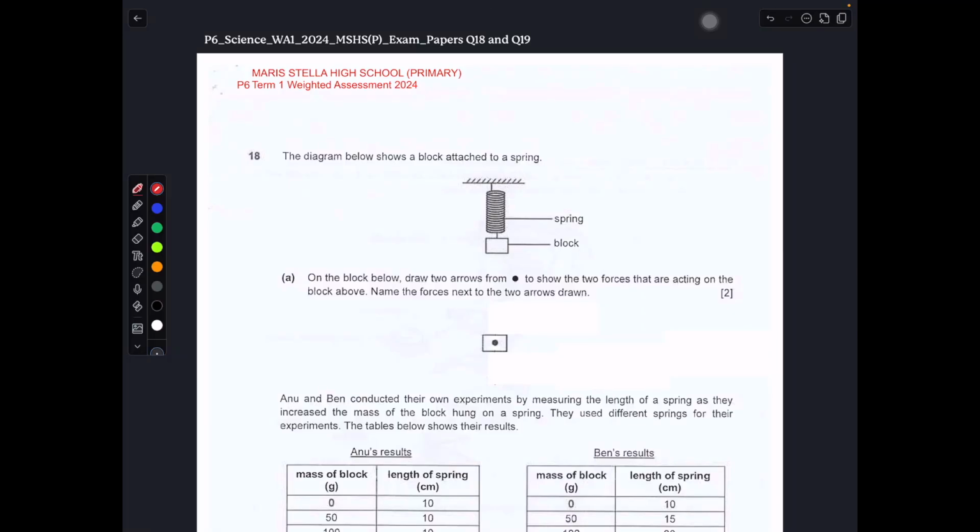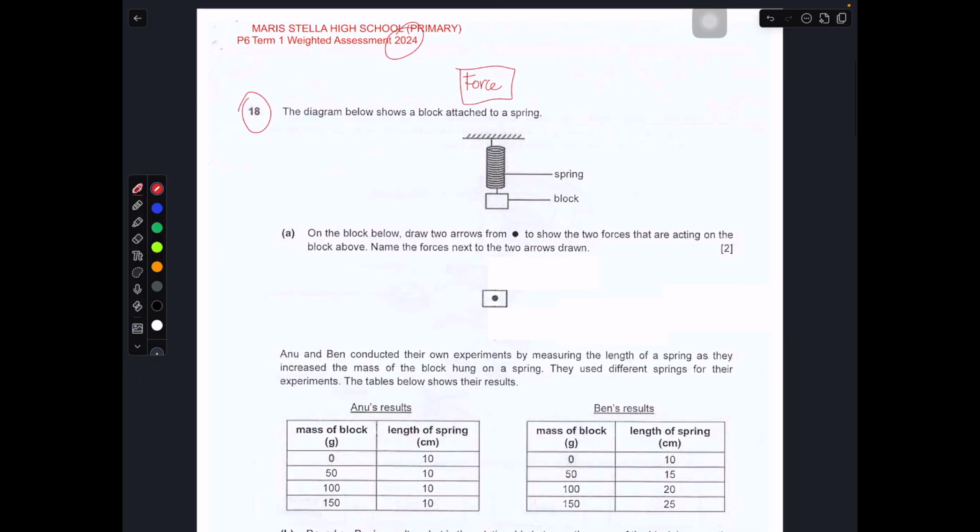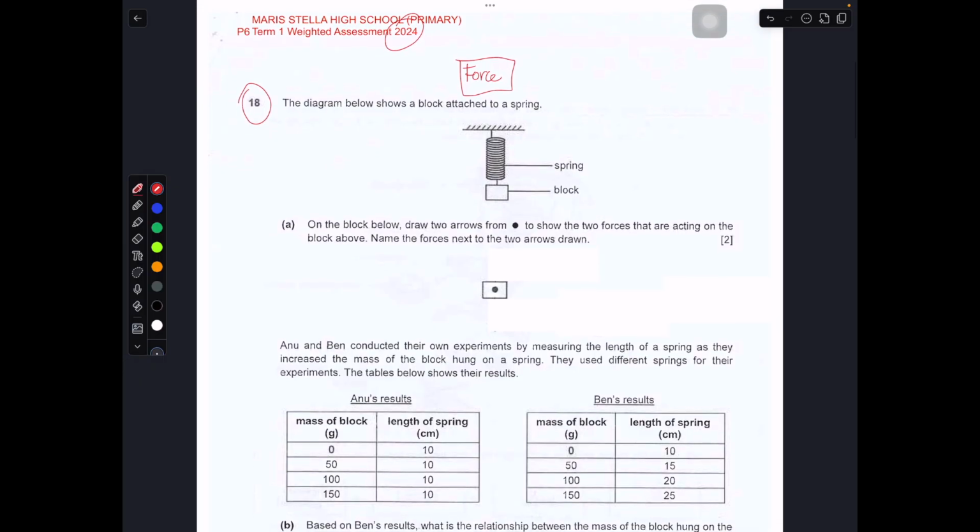Today, I'll be going through Maris Stella High School Primary P6, Term 1, the first WA last year paper, and this is just focusing on question number 18. This is related to force. Okay, force. Over here, we have a diagram that shows the block that's attached to the string.